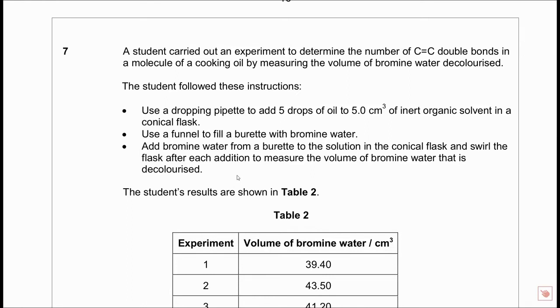A student carried out an experiment to determine the number of carbon-carbon double bonds in a molecule of cooking oil by measuring the volume of bromine water. Oh, they had this in a GCSE question once.